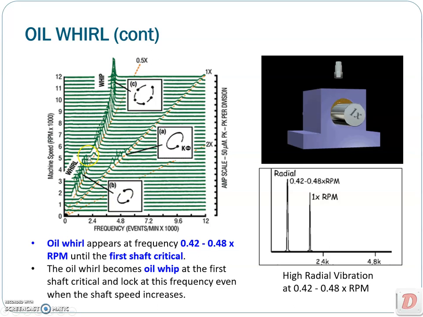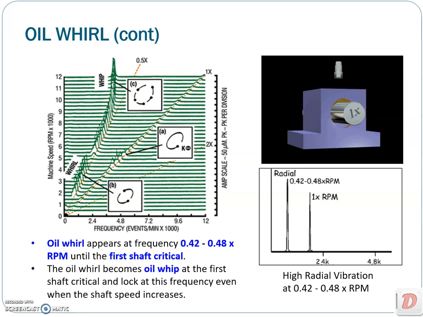When transient analysis is performed during run-up, oil whirl can be detected at the frequency of 0.42 to 0.48 times RPM over the increasing speed. When the speed increases until it reaches the rotor's first critical speed, it will be locked at this frequency even after the 1 time RPM continues to increase and passes the critical speed. This phenomenon is named oil whip.